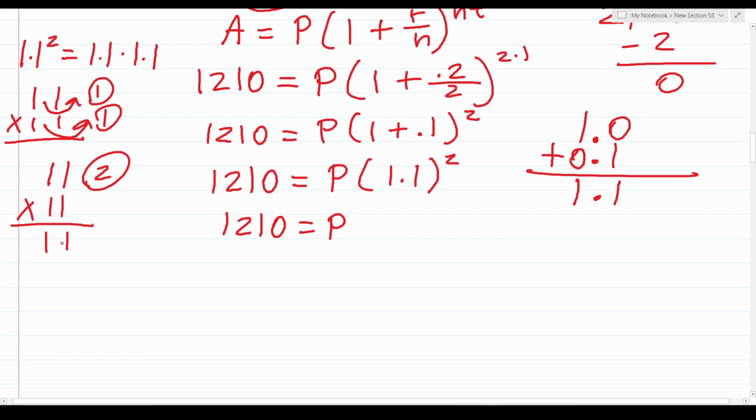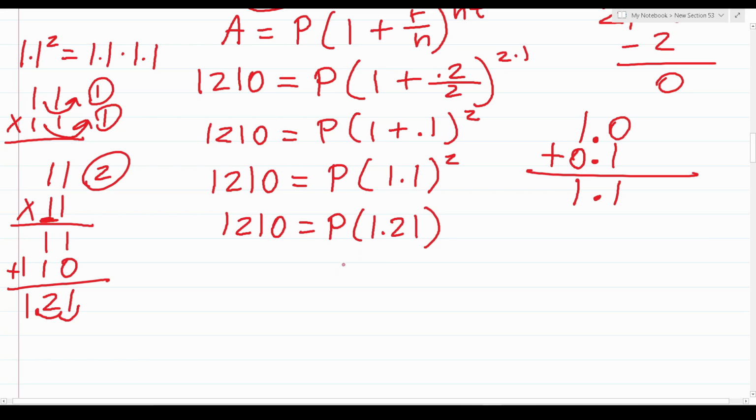1 times 1 is 1. Before we start multiplication here, we have to add a 0 placeholder. 1 times 1 is 1, and 1 times 1 is 1. Let's add these together. 0 plus 1 is 1. 1 plus 1 is 2, and 1 plus nothing is 1. Bring our 2 decimals back in. 1, 2. All right, so this becomes P times 1.21 equals 1210.